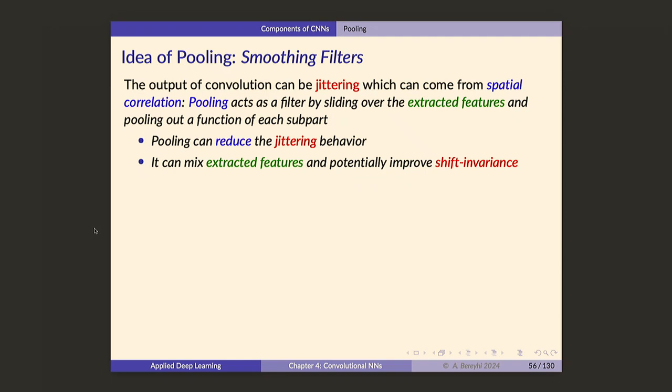But one other thing that is implicitly done by pooling is that you are improving the shift invariance. And do you remember what shift invariance was? Do you have an idea what shift invariance is that we are looking for?